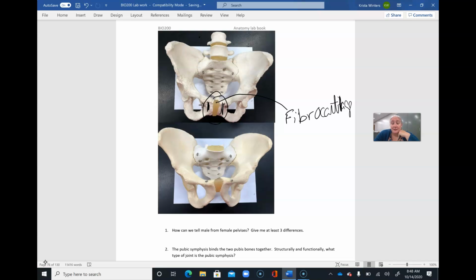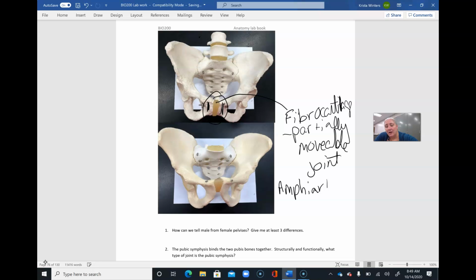Fibrocartilage joints tend to be slightly movable. So this is a partially movable joint. And the term partially movable means it's an amphiarthrosis. A-M-P-H-I-A-R-T-H-R-O-S-I-S. Amphiarthrosis. Okay.